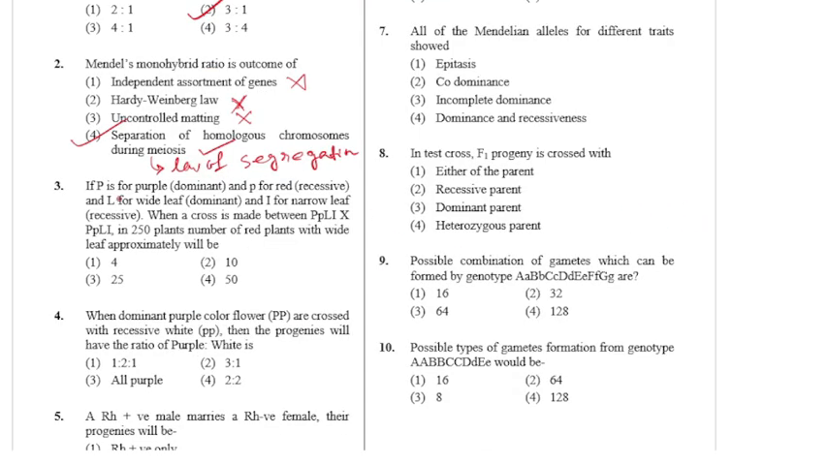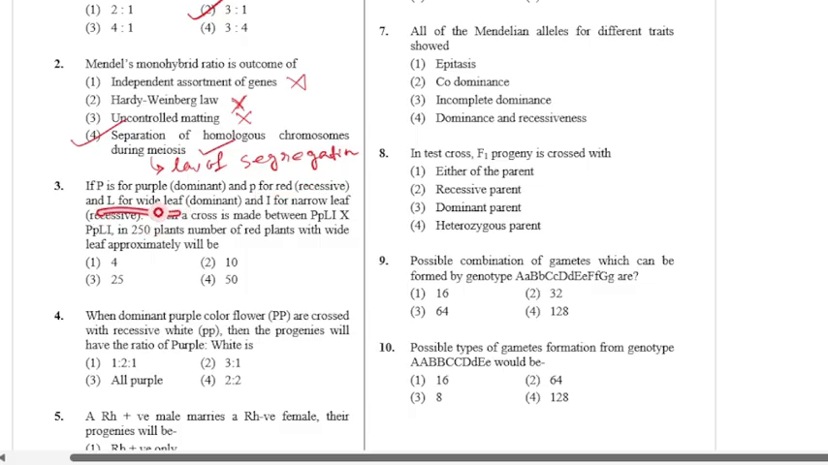So the next question: capital P for purple is dominant and small p for red is recessive, and similarly capital L for wide leaf is dominant and small l for narrow leaf is recessive. When a cross between capital P small p, capital L small l is made in 250 plants, find the number of red plants with wide leaf. Okay, so if it is a red plant, it will be small p, and if it is a wide leaf, then it could be capital L dash. We have to find out this kind of genotype.